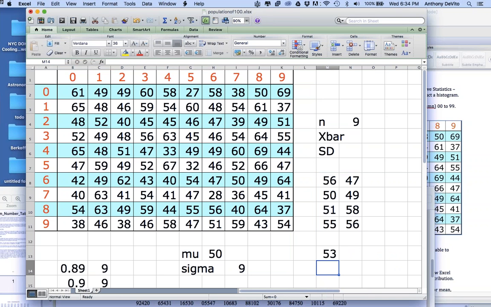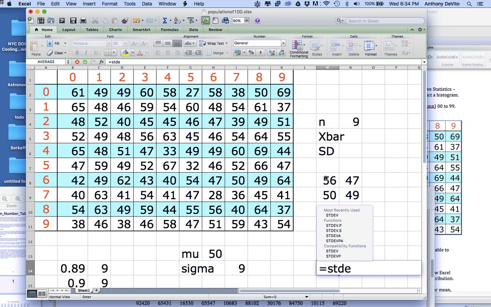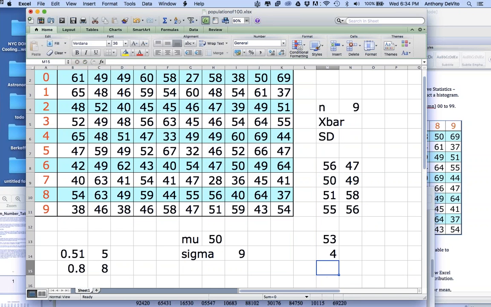Okay, so now I'm going to take the standard deviation of these numbers. Now, this is not the standard deviation of the population. It's the standard deviation of the means of sample size 9, right? Repeated samples of sample size 9. Oops, I didn't parenthesize it. Parentheses. Okay, and the standard deviation comes out to be 4.